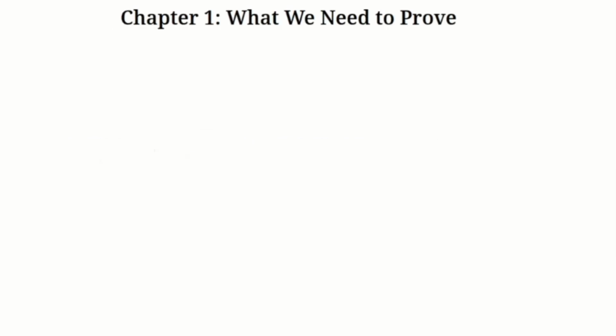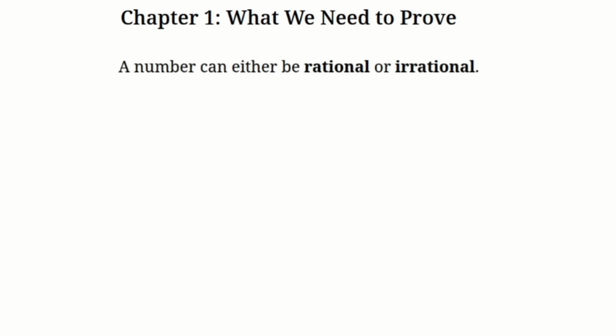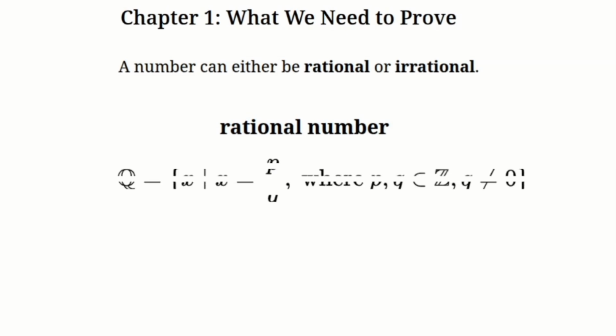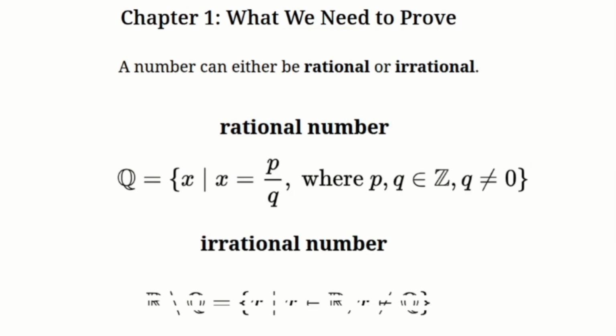Chapter 1. What we need to prove. Let's start with the basics. A number can either be rational or irrational. A rational number is one that can be written as p divided by q, where p and q are integers with no common factors, and q is not zero. An irrational number cannot be written in this form.